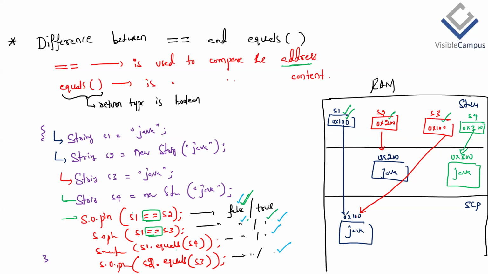Then dot equals: string object reference dot equals method, then to compare one more string object inside the parentheses. That's the approach. So here s1 and s4, the equals method is used for comparison of content. What's the content of s1? Java. Content of s4? Java. Same, with case sensitivity. Therefore, true. Then s2 and s3, the equals method will compare the content. s2's content is Java, and s3's content is also Java only. Therefore, this will also return true.